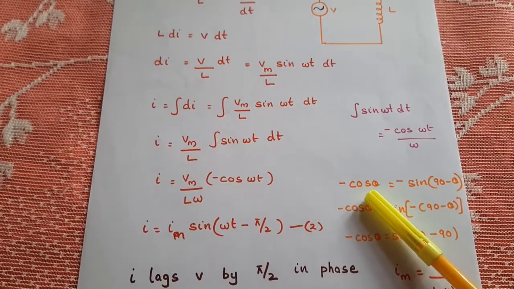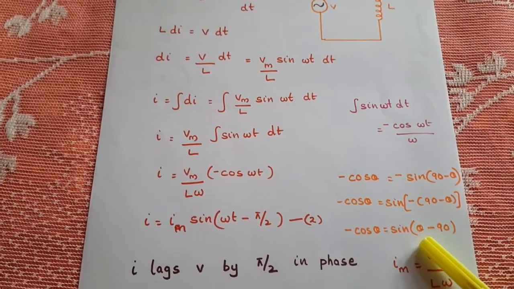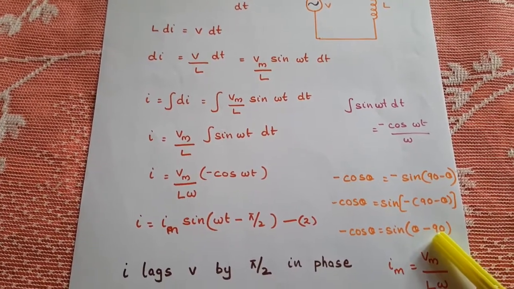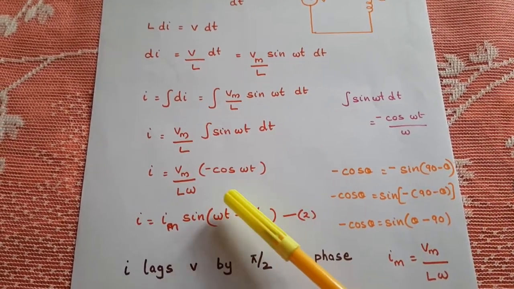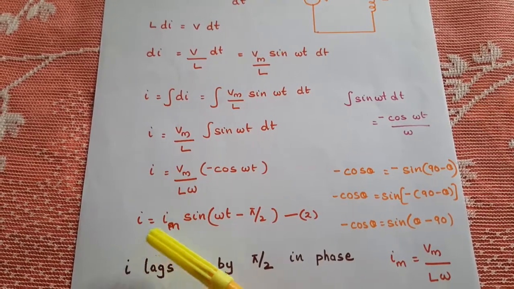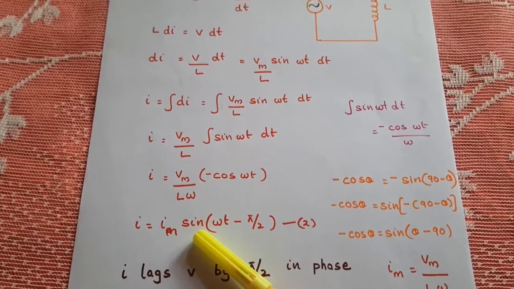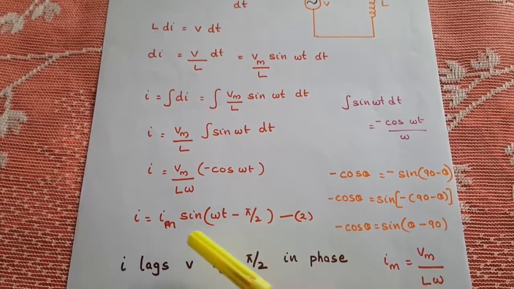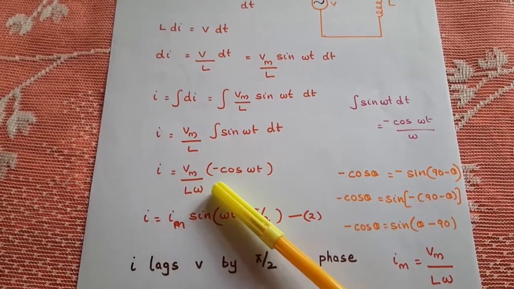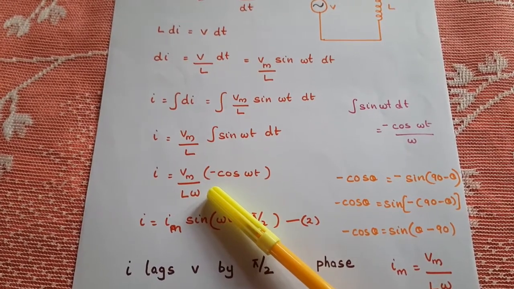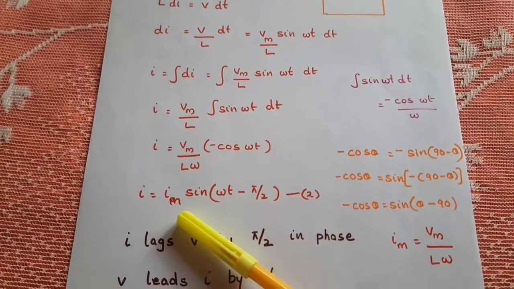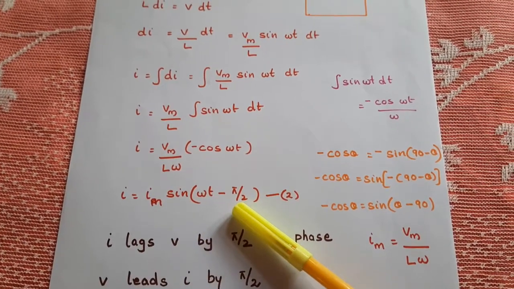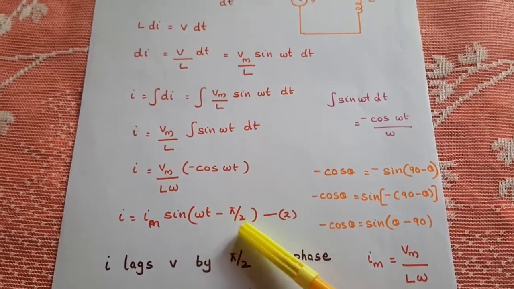But minus cos theta is sin theta minus 90. Therefore, I is equal to Im sin omega t minus pi by 2, where Im is equal to Vm by L omega, which is the current amplitude. But the phase value of the current is omega t minus pi by 2.